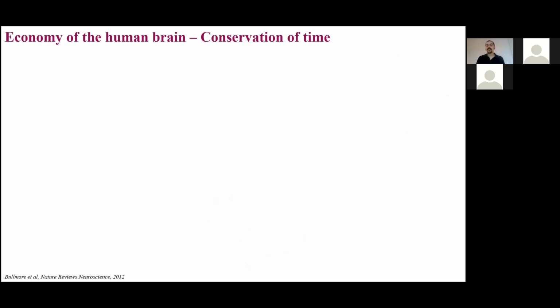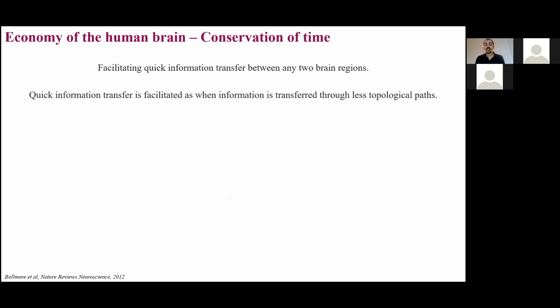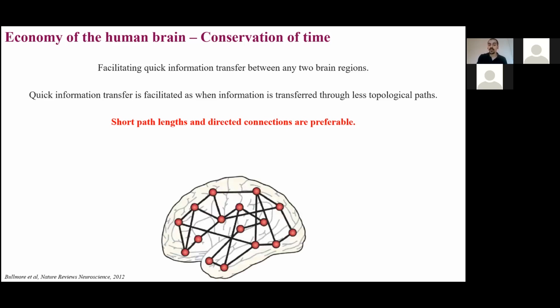Now, if you go and discuss the conservation of time, you would see that the main aim of the brain is to basically facilitate quick integration between any two brain regions, and this is facilitated through smaller topological paths. And therefore, here we see short paths and direct connections. So instead of taking 5 or 10 edges in order to reach two regions, taking 1 or 2 edges is preferable if you want the time to be conserved. And if our brains were taking only this road to conservation, we would end up with a random brain network.